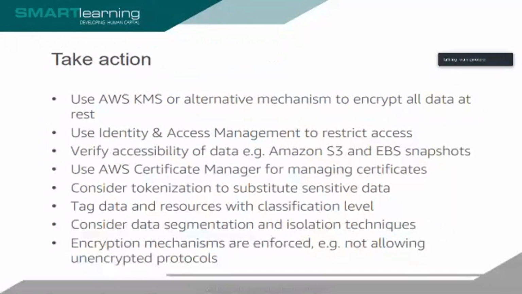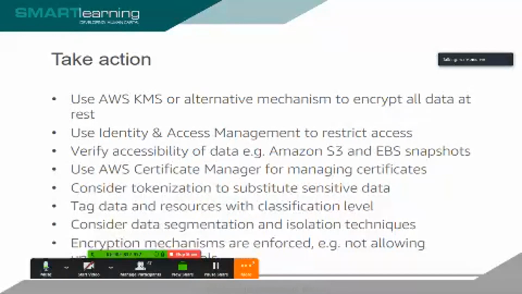So take action: use KMS or an alternative mechanism to encrypt all your data at rest. Always use IAM to restrict access. Even within KMS and HSM and the likes, you still need IAM. You can see I've mentioned IAM all over again. It's still coming up because that's what you use to manage access to any resources in the AWS environment. Everything, the security perimeter, still revolves around IAM. Verify accessibility to your data. Who has access to your S3? Who has access to your EBS snapshots? Use ACM to manage certificates, very key.